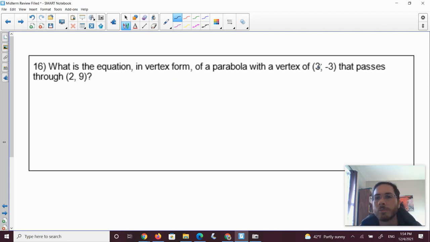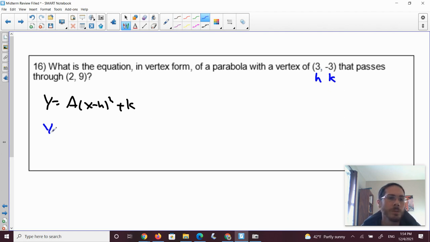So we've got our parabola with a vertex that passes through a point. That tells me that we probably want to use vertex form. y equals a, x minus h squared plus k. All right, well, we know that this is going to be h and k.